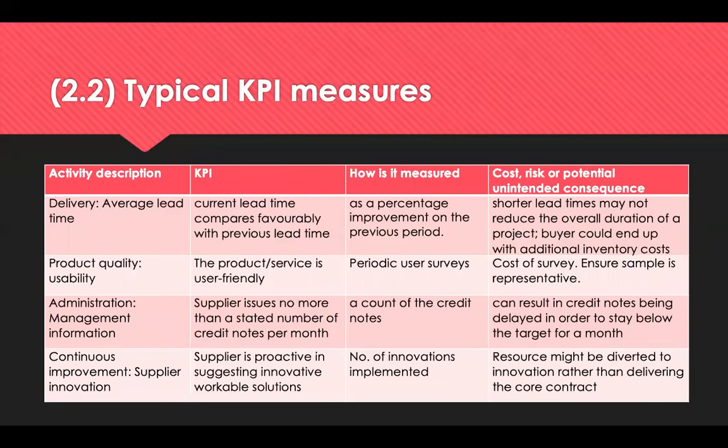For products and services, an example of a KPI is usability: the product or service needs to be user-friendly. This can be measured by user satisfaction surveys. The issues include the cost of the surveys, whether the sample is representative, and whether the response is good or poor.